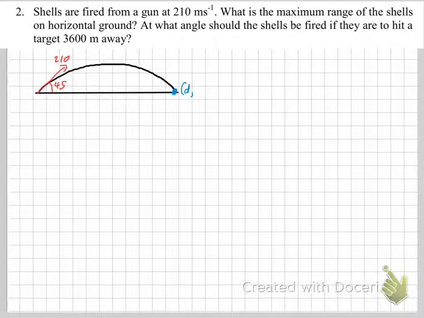Now we want to hit this point over here. I'm going to give it coordinates D, 0. D is our range. That's what we're trying to find. Okay. Set up your suvat. S is the point we want to hit as a position vector.